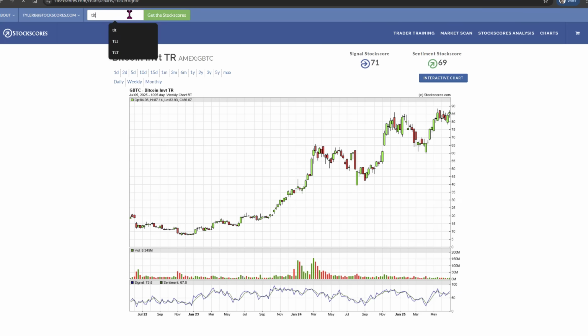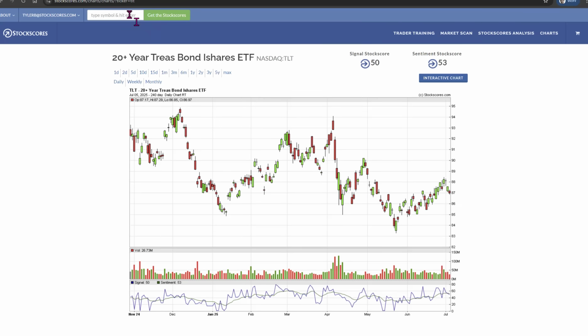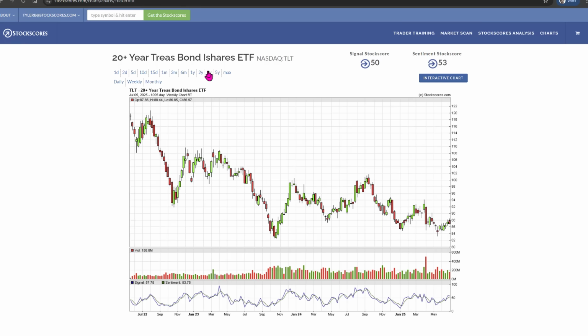Finally, let's take a look at TLT, which is our bond market chart. And here we have tops falling, bearishness there, generally sideways going back a few months. If we look at the 3-year weekly chart, we have bearishness, but at support, so it's somewhat neutral in the short term. It needs to break this cycle of falling tops.